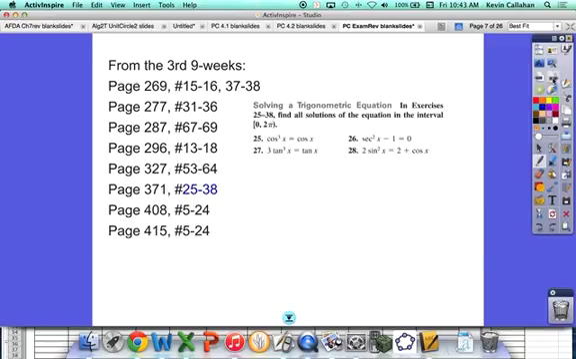Did we divide by cosine? Why not? Because cosine x could be 0, and then you'd be dividing by 0. Right? So we can't do that. So instead we get everything on one side, 0 on the other.